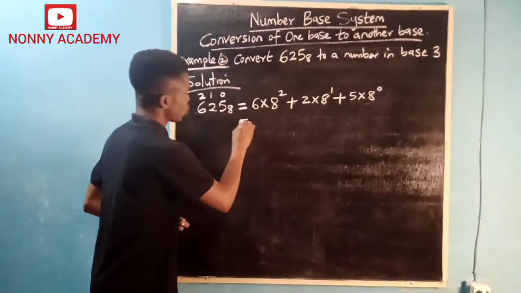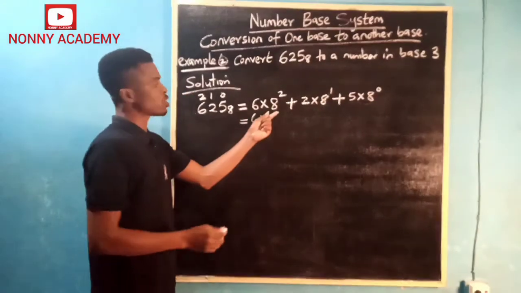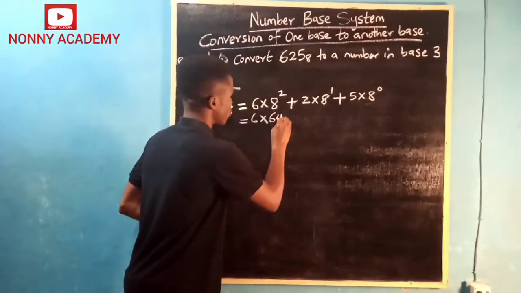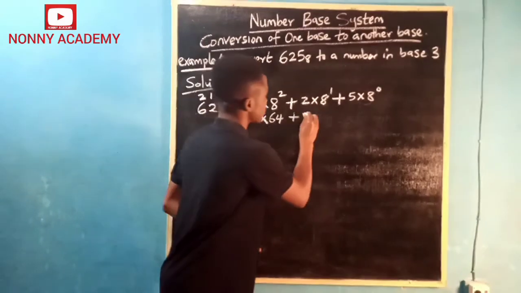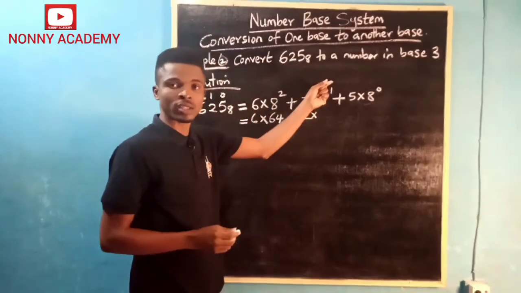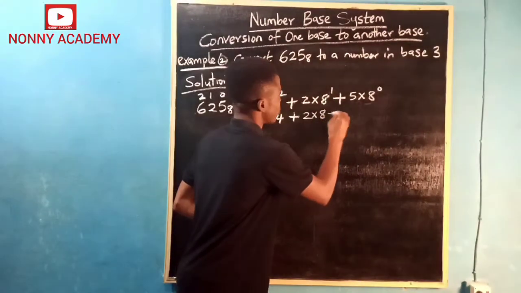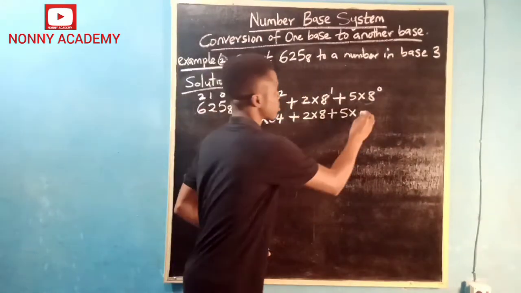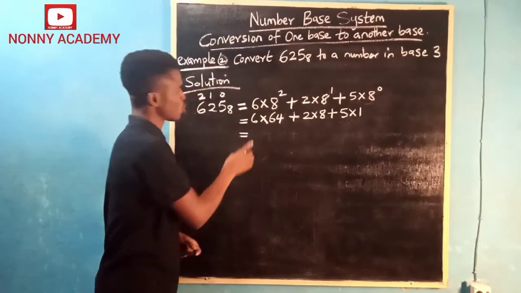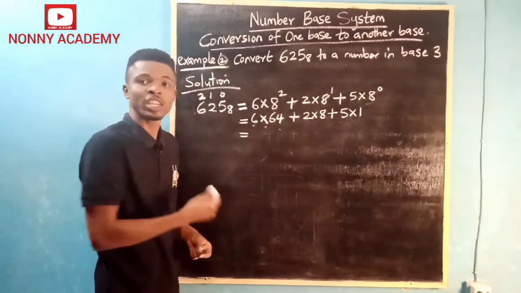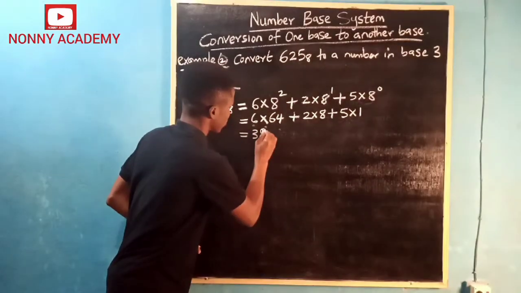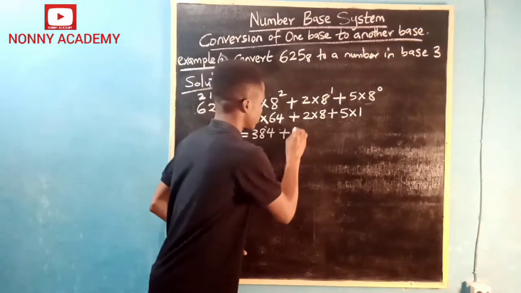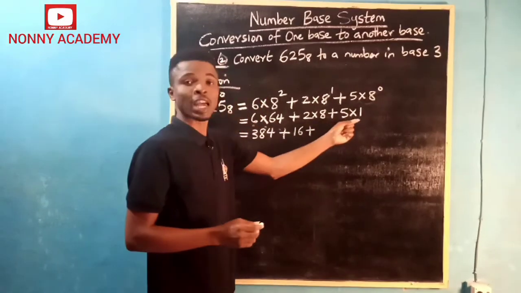Then we proceed. Equal to 6 times 8 raised to the power 2, which is the same thing as 8 times 8, which is 64. Plus 2 times 8 raised to the power 1, which is 8, plus 5 times 8 raised to the power 0, which is 1. Equal to 6 times 64 is 384, plus 2 times 8 is 16, plus 5 times 1 is 5.